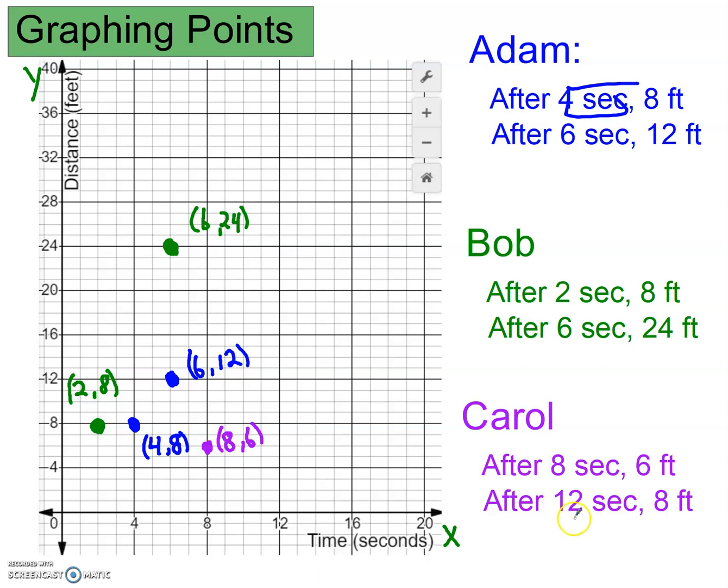Okay. And after 12 seconds, she's gone 8 feet. So 12 seconds, 8 feet, right there. All right, so we call this graphing points because we're just taking the information that's written as text over here and putting it on the graph, and then we're using this notation, the two numbers separated by commas, the horizontal distance first and the vertical distance. We put them in parentheses and we call it a point.